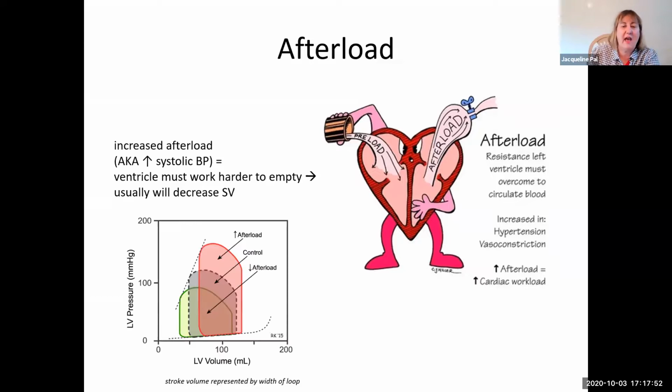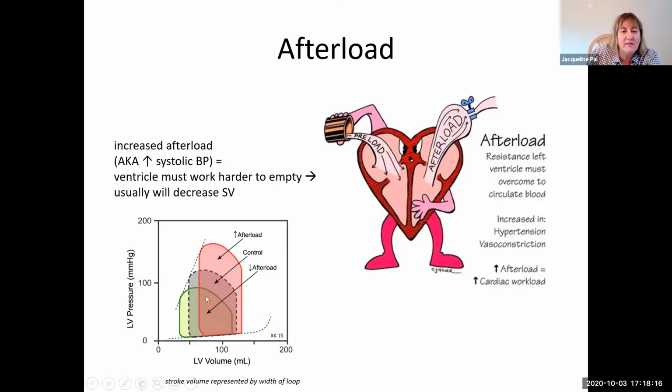So going back to afterload and how it relates to stroke volume. Afterload is the resistance, so basically we can use systolic blood pressure as a synonym for afterload. And if we increase the afterload or increase the systolic blood pressure, then the heart has to work harder to get the blood out, and so stroke volume will go low.